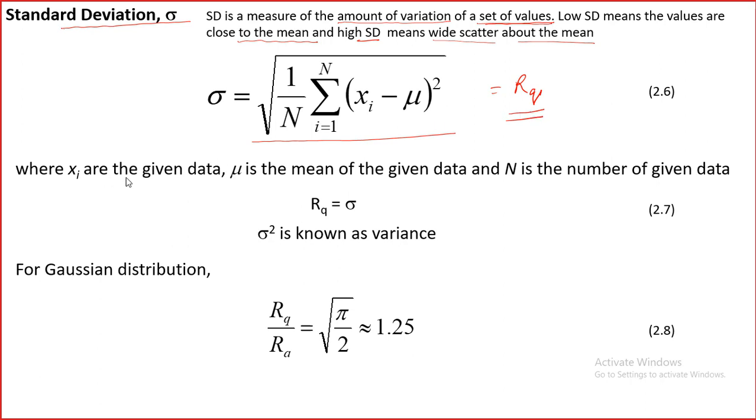So where xi are the given data, mu is the mean of the given data, and n is the number of the given data, Rq is equal to sigma or standard deviation. So for Gaussian distribution, just now we talked about normal distribution, which is also known as Gaussian distribution, Rq over Ra will be 1.25.